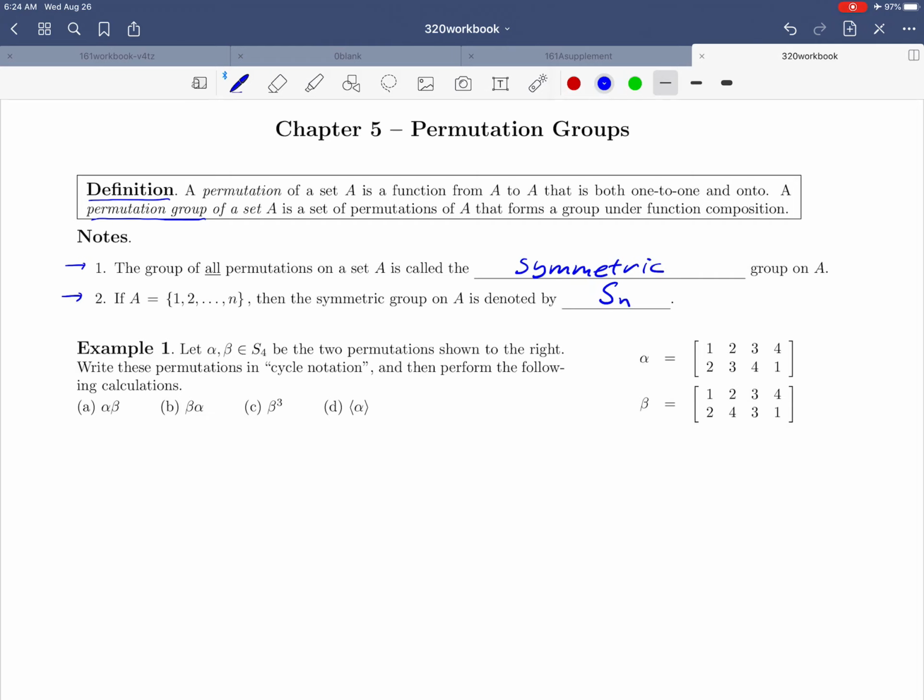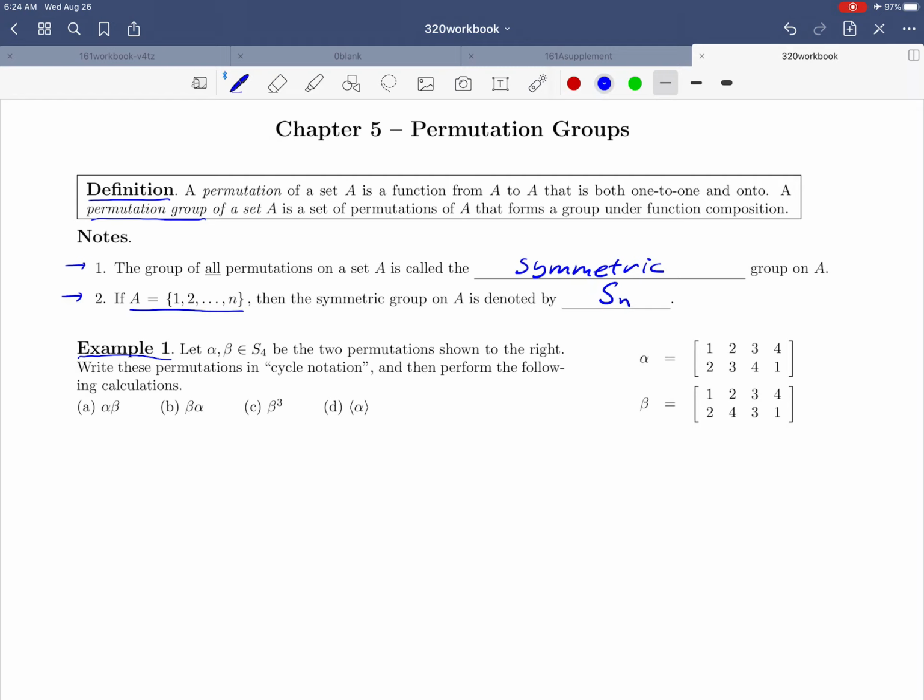Okay, so when you see Sn, we're really talking about a set of one-to-one and onto functions whose domain and codomain are equal to this set A. Most of what we talk about in this chapter is going to relate to that group. Okay, so let's start by looking at example 1. This is kind of a long example, so we're going to break this up into a couple of videos.